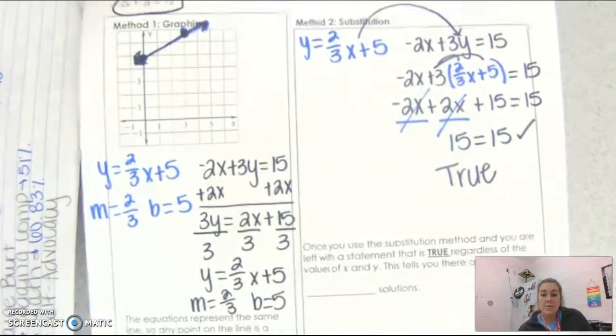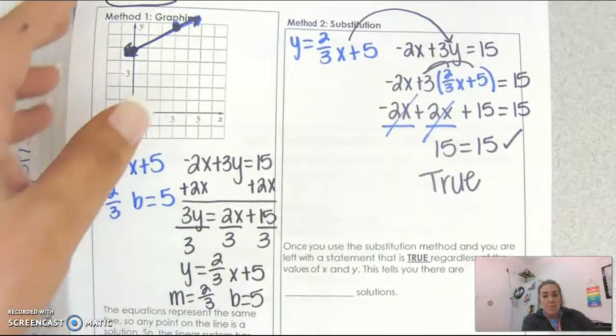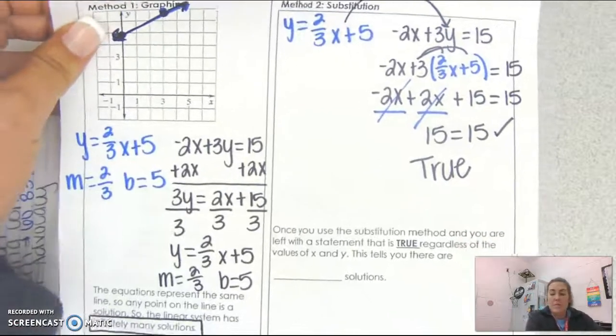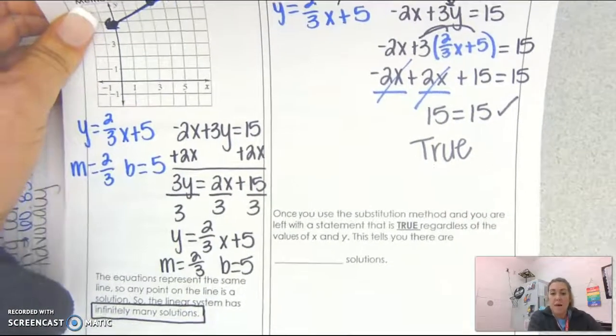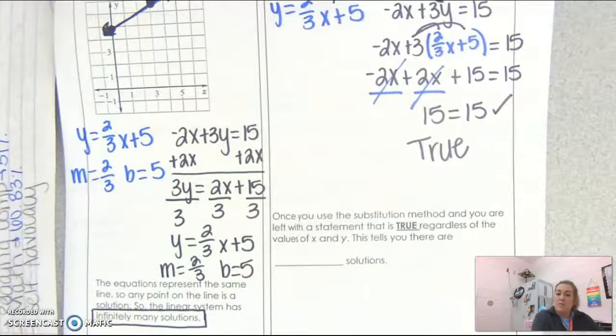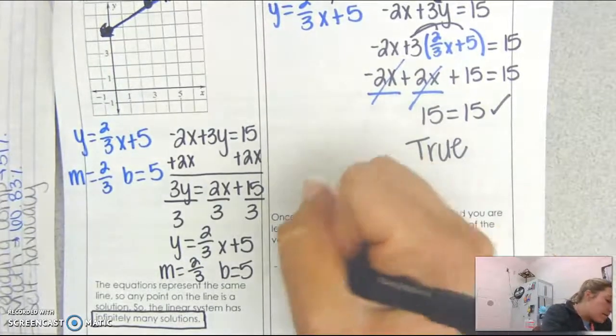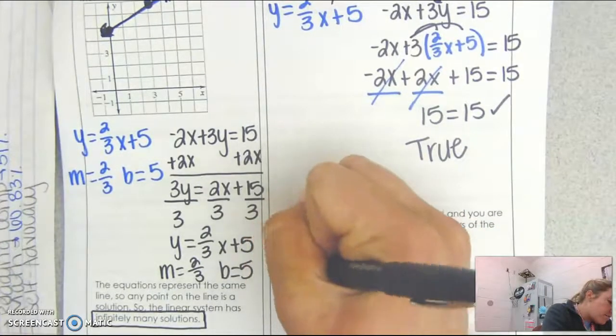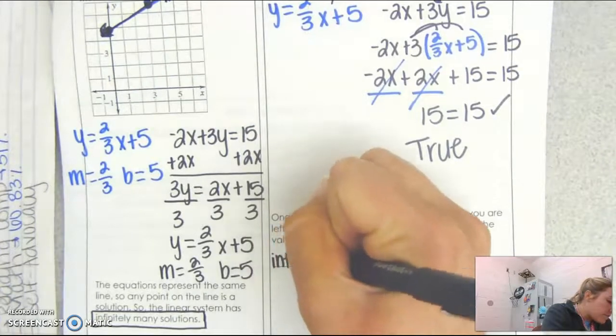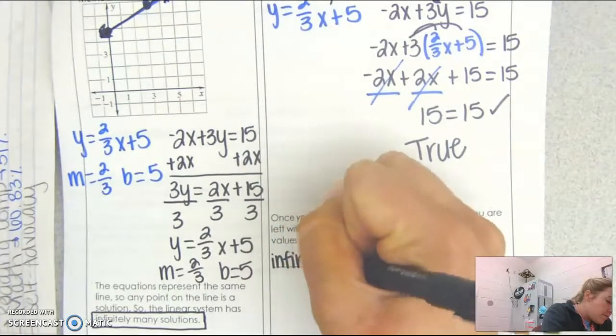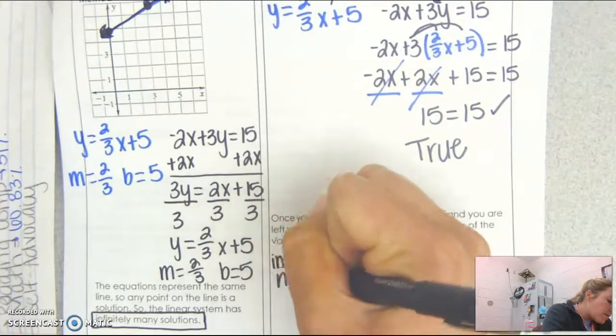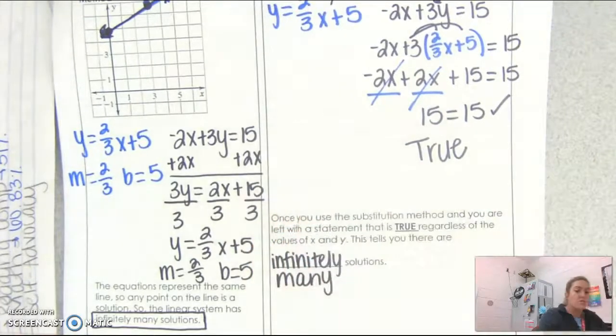This down here says, once you use the substitution method and you are left with a statement that is true regardless of the values of x and y, this tells you that there are infinitely, and I'm not going to be able to fit this all on this line, infinitely many solutions.